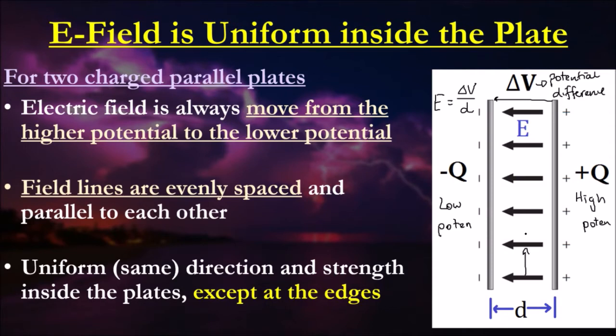The distance of the lines are relatively even, which means that the electric field strength inside the plate is also the same. The only part where it's different is on the outer edges that we have here. That's the only spots where the strength would be different.